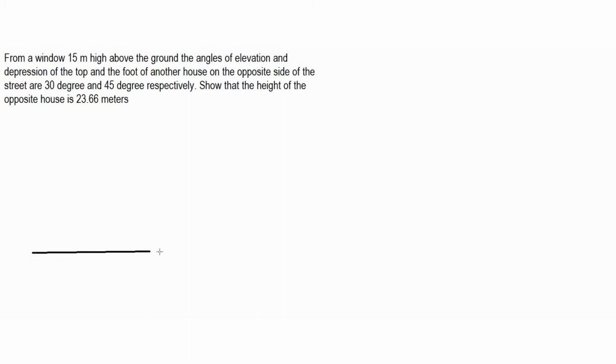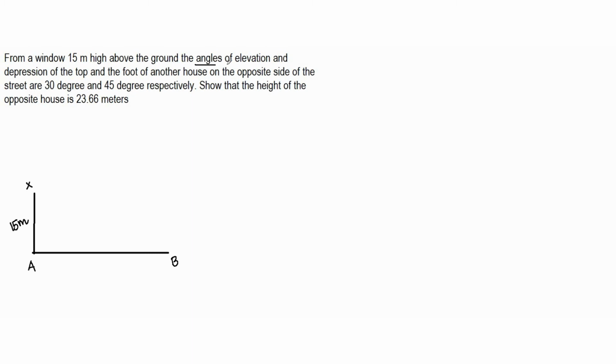So let's consider that this is the street. Imagine that the street is entering into the screen. A and B are the end points of the street, and there is one house whose window is 15 meters above the ground level. So this is the window. X is the window which is 15 meters above the ground, that is given to us.